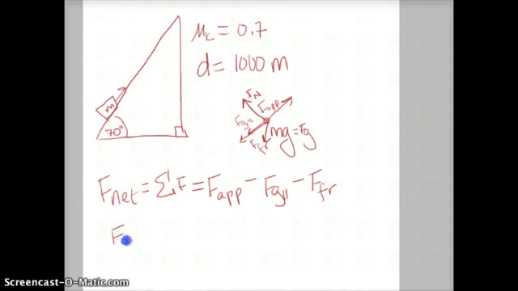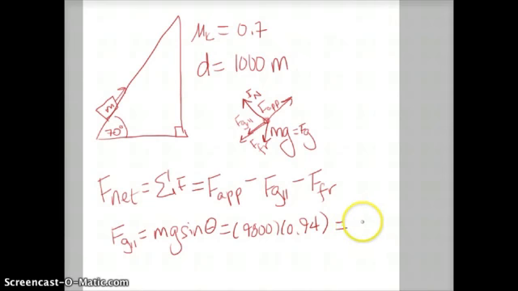Well, the gravitational force that's parallel to the surface is fairly simply displayed as mg sine theta. Luckily we have all those values, so we can work that out right now as 9,800 times 0.94, and that's going to be 9212 newtons. So that's how much force gravity is using to pull that rock back down.